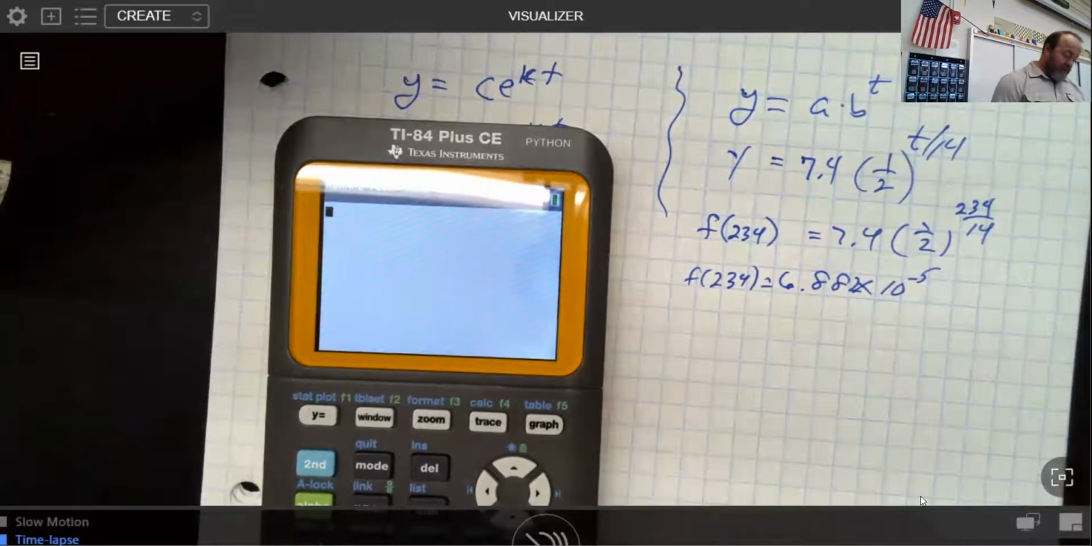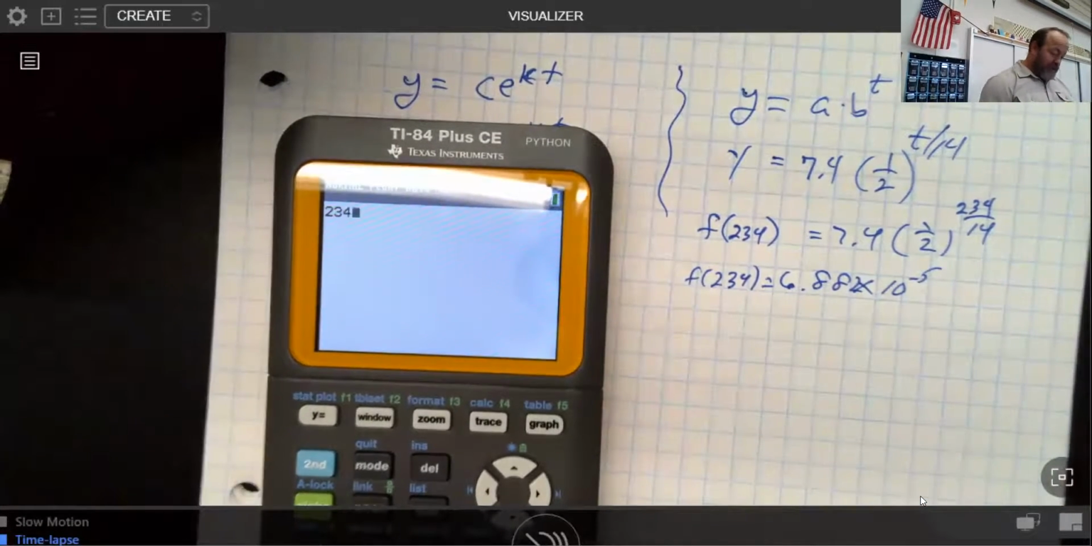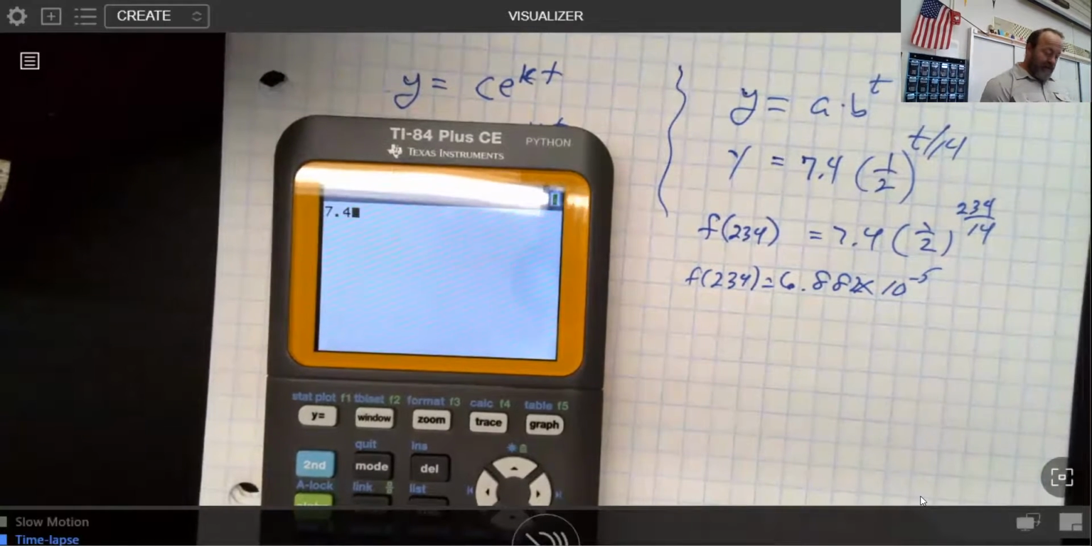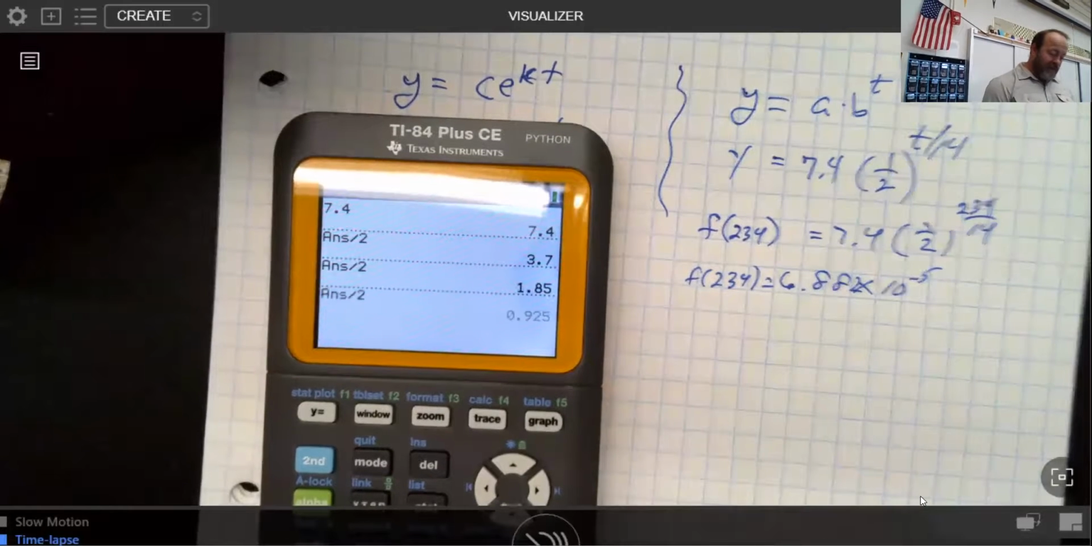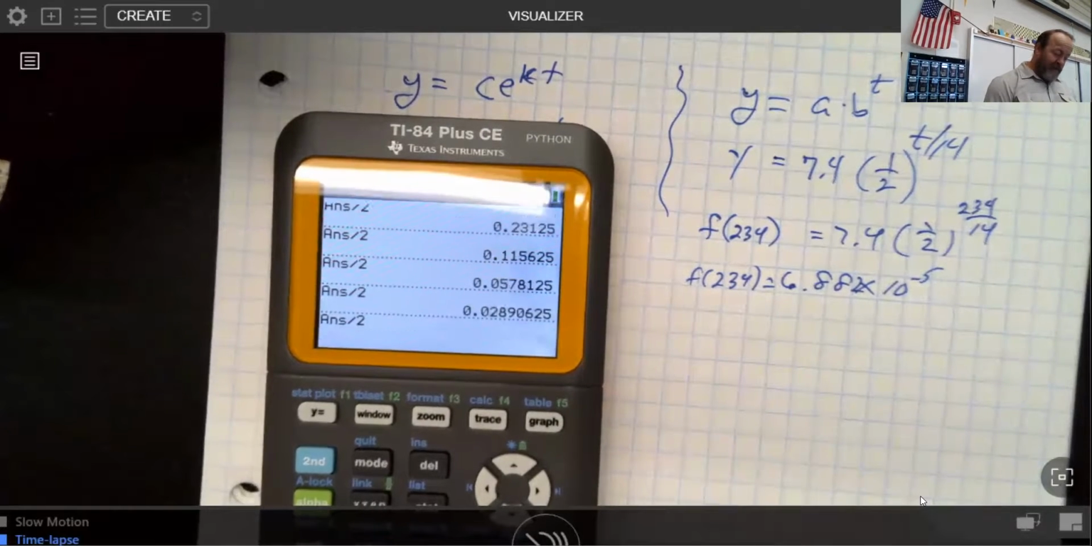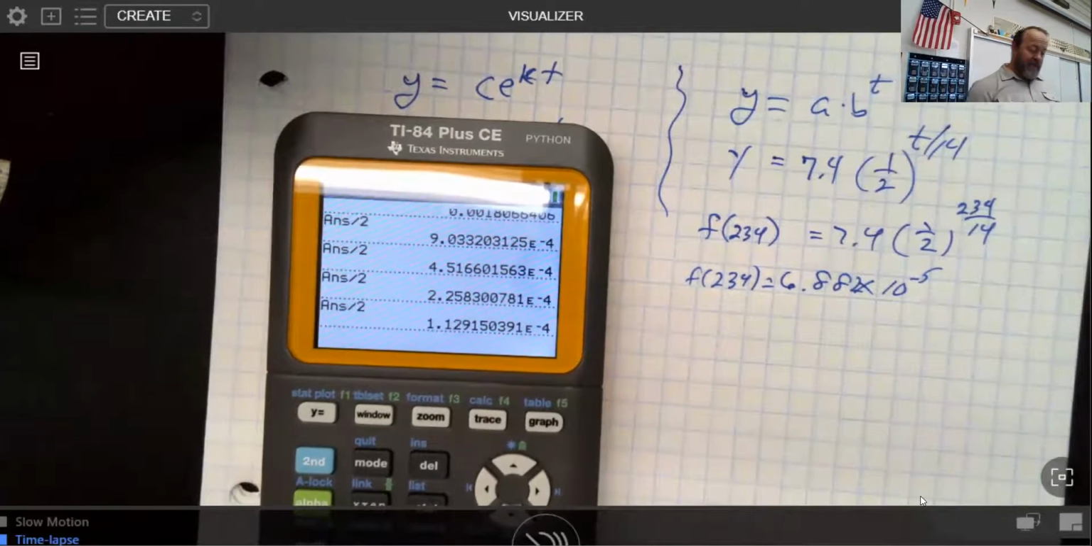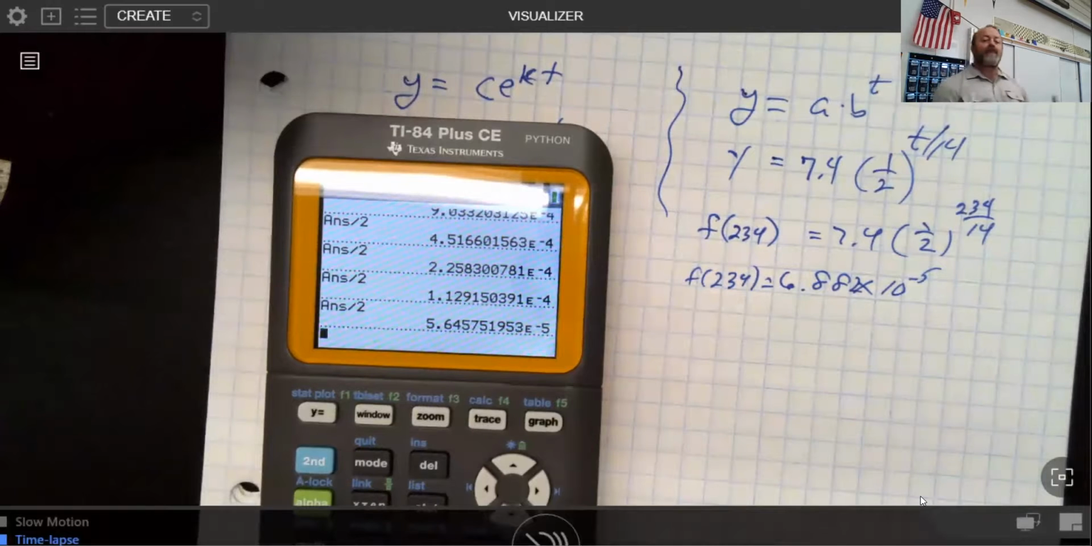Now you can see that 234 divided by 14 is almost 17. So the thing got cut in half almost 17 times. If you started at 7.4 and you cut it in half once, twice, 3, 4, 5, 6, 7, 8, 9, 10, 11, 12, 13, 14, 15, 16, almost 17 times, you can see that's what's happening with this problem. You've cut it in half over and over, and there's very, very little of it left.